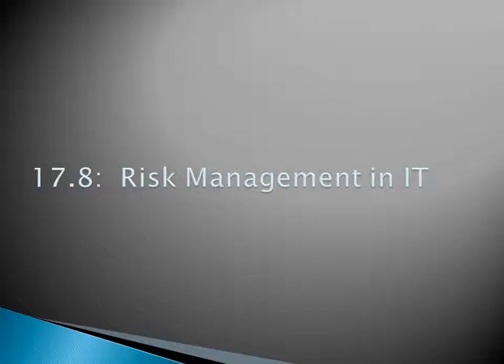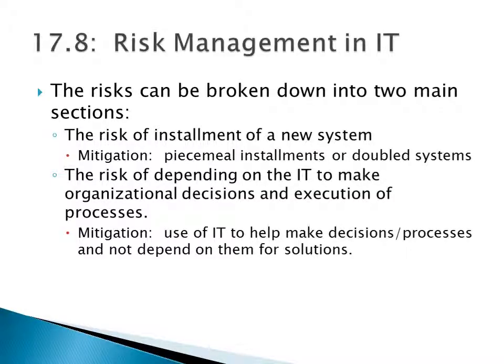17.8, Risk Management in IT. The risk can be broken down into two main sections. The risk of installment of a new system. Mitigation for this would be piecemeal installments or a double system, kind of a backup, or a slow-moving process to install the new system and make sure it works. The risk of depending on IT to make organizational decisions and execute processes. Mitigation: use IT to help make decisions and run processes, and do not depend on it for the solution.